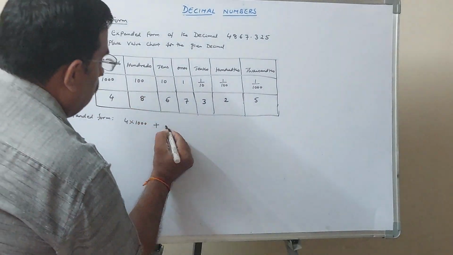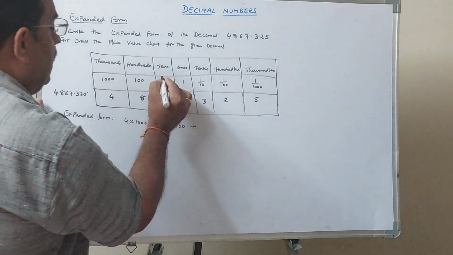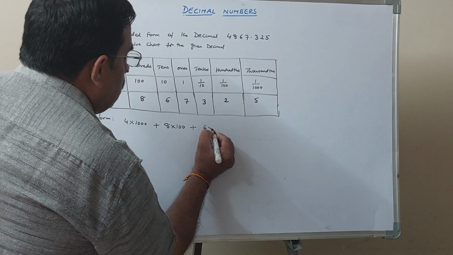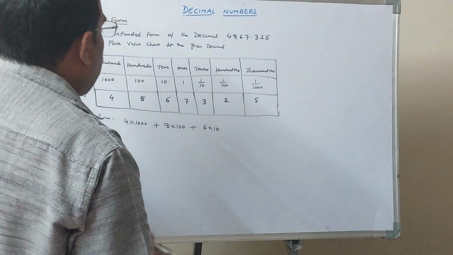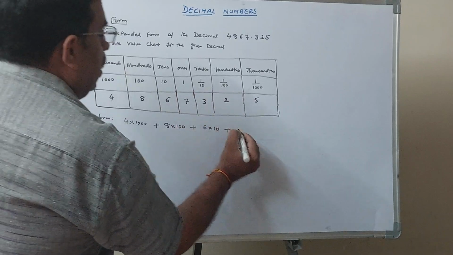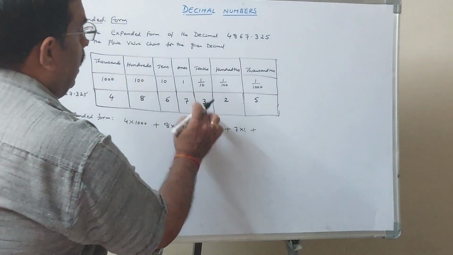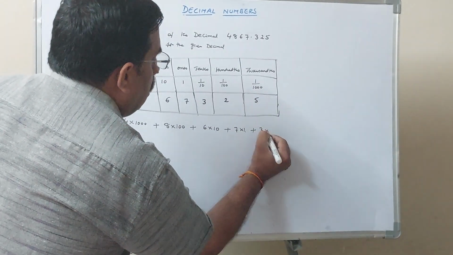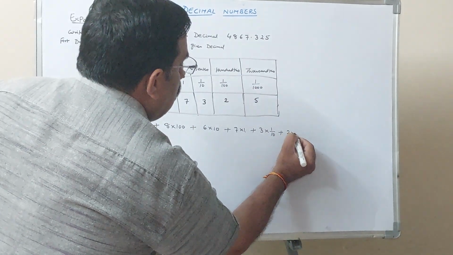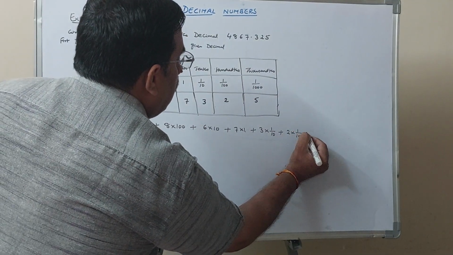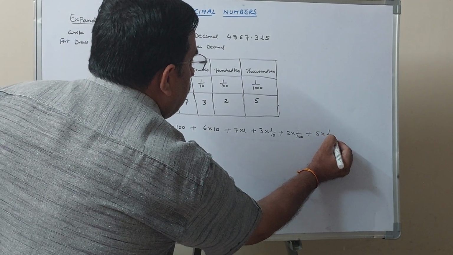So 8 into 100 plus 6 is in the tens place, so 6 into the value of the tens place, 10. Plus 7 into 1 plus 3 into 1 by 10 plus 2 into 1 by 100 plus 5 into 1 by 1000.